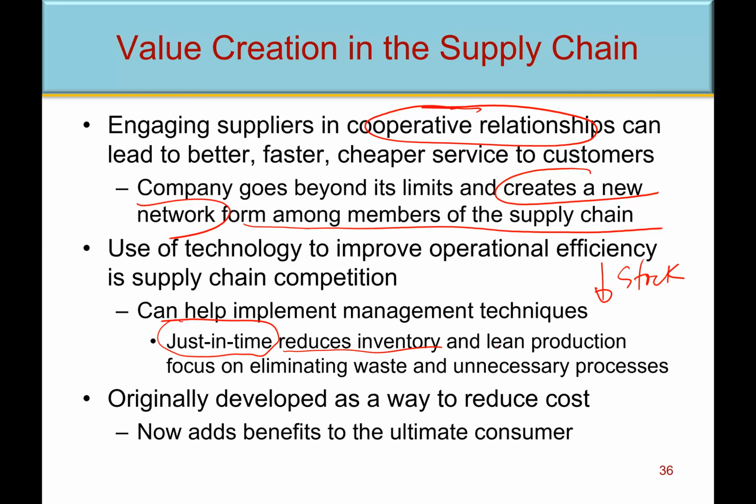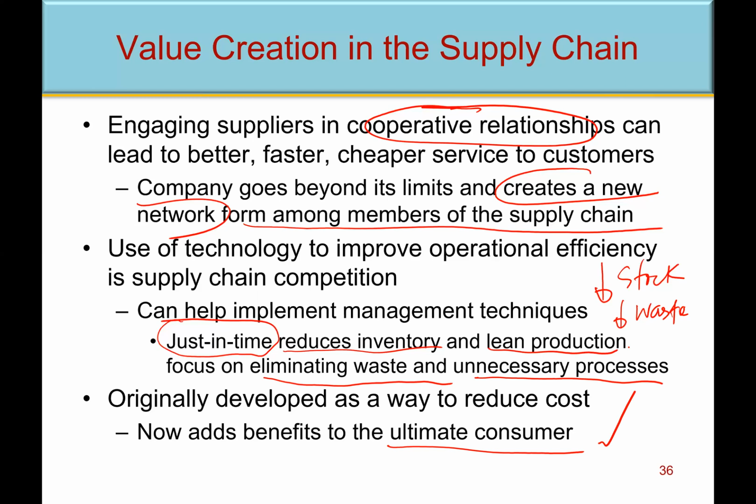And also lean production focus. Lean production reduces waste. What does waste mean? Waste of keeping higher inventory, waste of buying goods which are unnecessary. So the focus is on eliminating waste and unnecessary processes. It was originally developed as a way to reduce costs, but now it adds benefit to the ultimate consumer as well. The consumer also benefits from just in time, because of the short lead time.